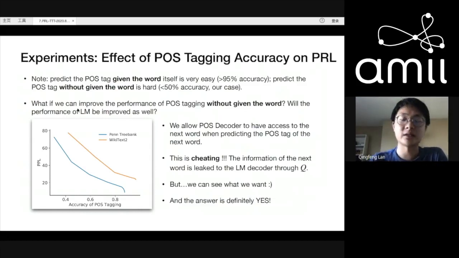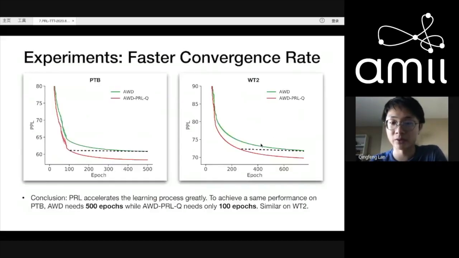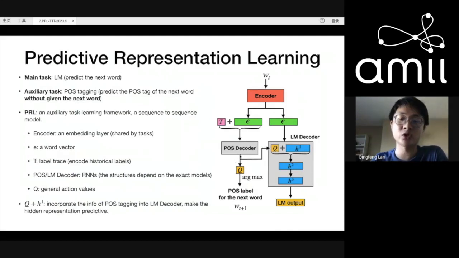So as I said, to predict the POS tag without being given the word is really, really hard. And the only way we can improve the accuracy is cheating. So we allow the POS decoder to have access to the next word when predicting the POS tag of the next word. And this is clearly cheating because the information of the next word is leaked to the language model decoder through Q. Let's go back to the model structure here. If you leak the information of the next word to the POS decoder, then this information might be leaked to the language model decoder by Q. So this is why we call it cheating.